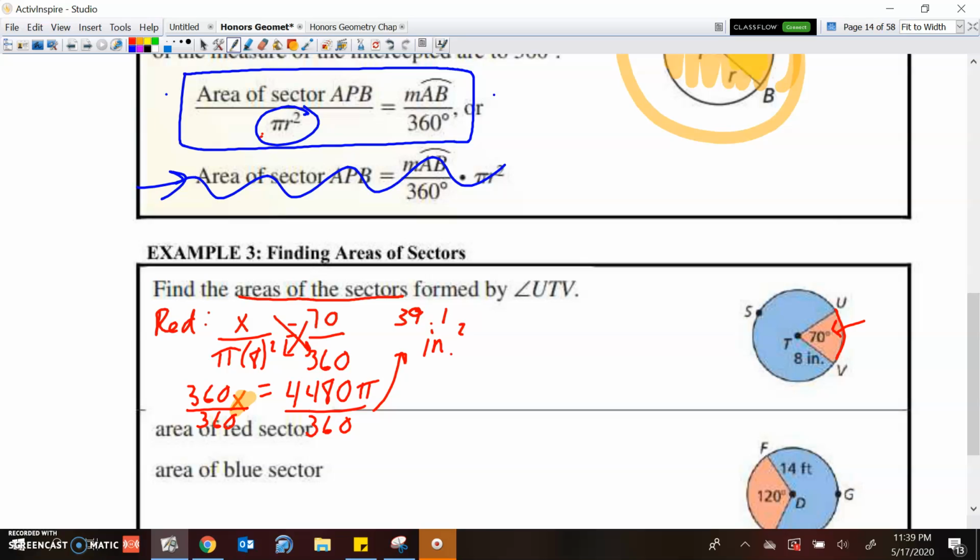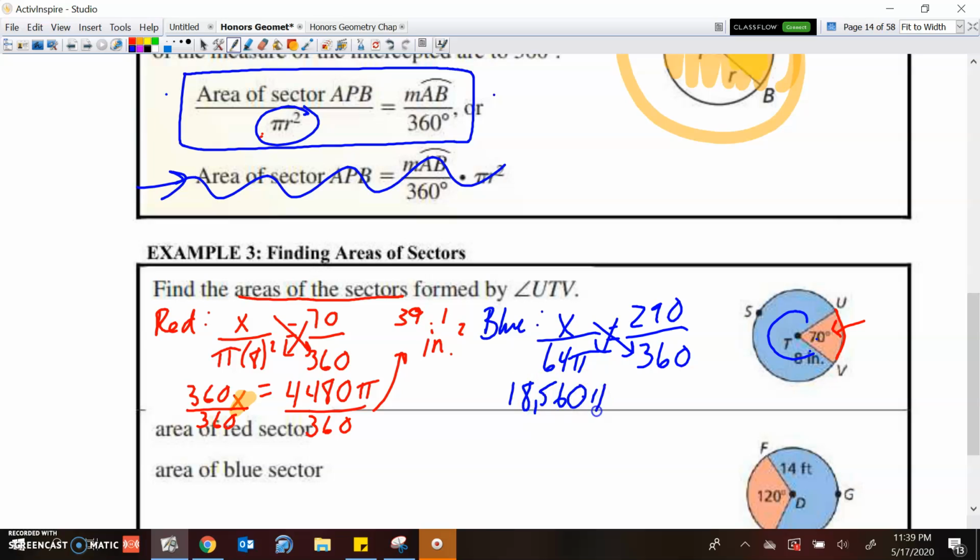Now to do the blue, I can do the same thing. It's going to be x over, we know that this is 64 pi. It's going to equal, now if that's 70, this entire thing is 360 minus 70, obviously, so that's going to be 290 over 360, the total. Cross multiplying, 290 times 64 pi is equal to 18,560 pi equals 360x. Divide both sides by 360.